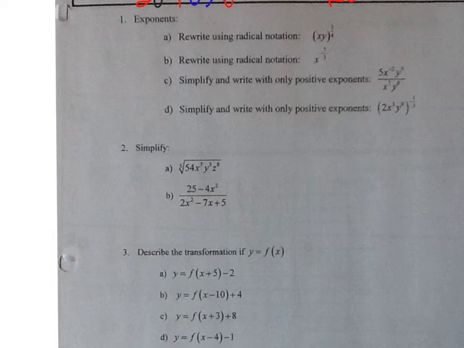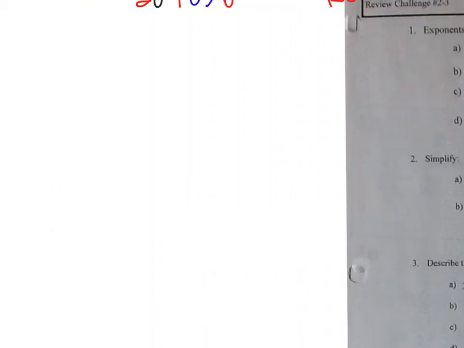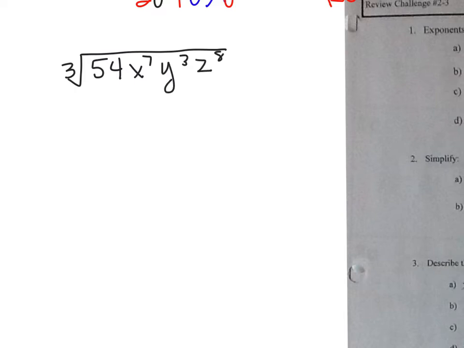Okay, so number 2 is to simplify. So the first one is a cube root, so you have to think of your perfect cubes. And the letter B is to simplify the algebraic expression. So this is the one where you factor and reduce. This one we're going to break it down. So let me write 2a. So 2a would be the 3rd root of 54, x to the 7th, y to the 3rd, z to the 8th.